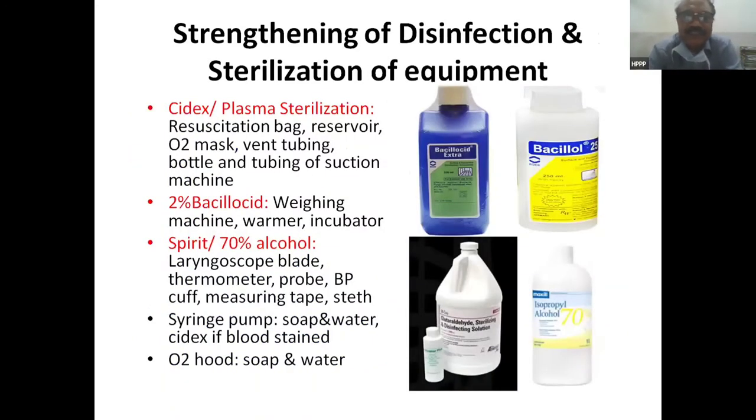Strengthening your disinfection and sterilization of equipment. For this, you can use Cidex, okay, for your Ambu bag and all. You can use Cidex, and if you keep it in for 4 to 6 hours, you might achieve sterilization, or you can use plasma sterilization, and this facility is not available in our trauma centers and even at Kidmary. 2% Bacillocid can be used for weighing machine, warmer, and incubators. Spirit, 70% alcohol can be used to clean laryngoscope blade, thermometer, probes, BP cuff, measuring tape, stethoscope.